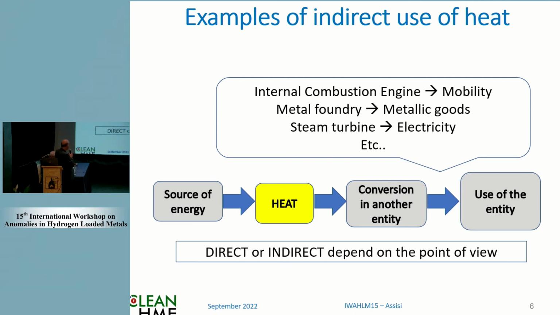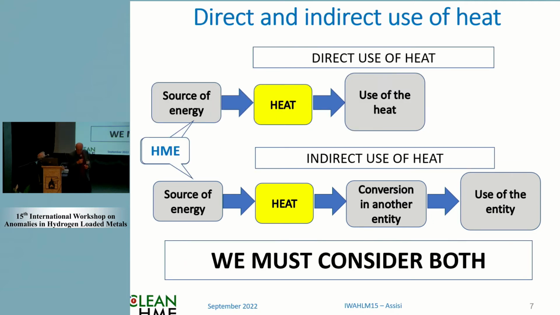And direct or indirect use, this depends on the point of view, of course. If you look at this steam turbine engineer, he is very much interested in the heat going to the boiler to feed the turbine, but you don't care about that when you use wind electricity. I say that because, indeed, we are obliged to have a look in this study at both direct and indirect uses of heat, because HME can supply both of them.